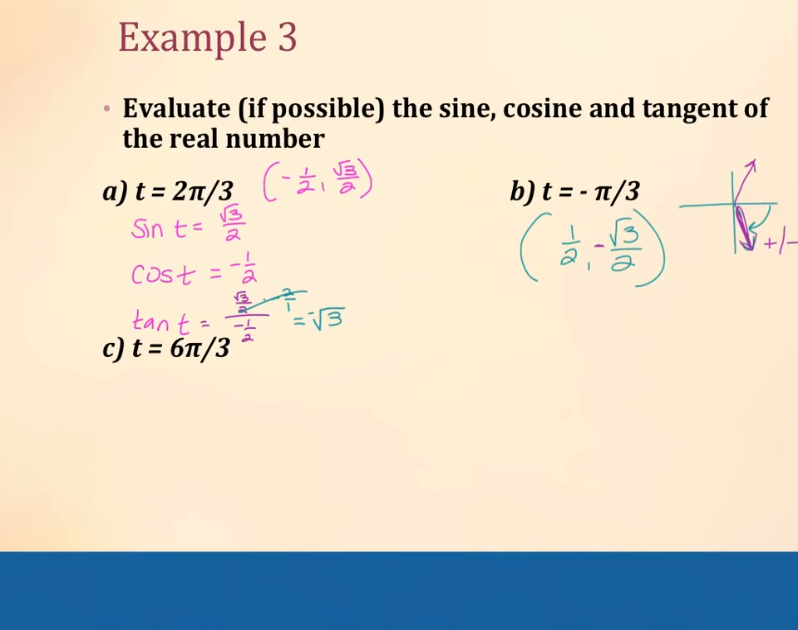So in comparison with A, the sine is still root 3 over 2, but it's negative. The cosine would be a positive 1/2, and tangent is still going to be a negative root 3 because it's the same y over x, and one's positive, one's negative. So sine, negative root 3 over 2. Cosine, positive 1/2, tangent, negative root 3.